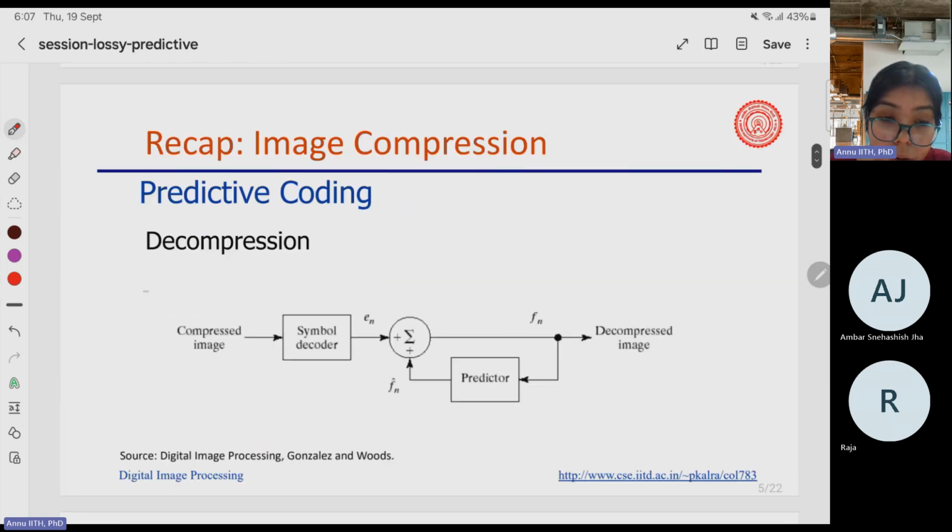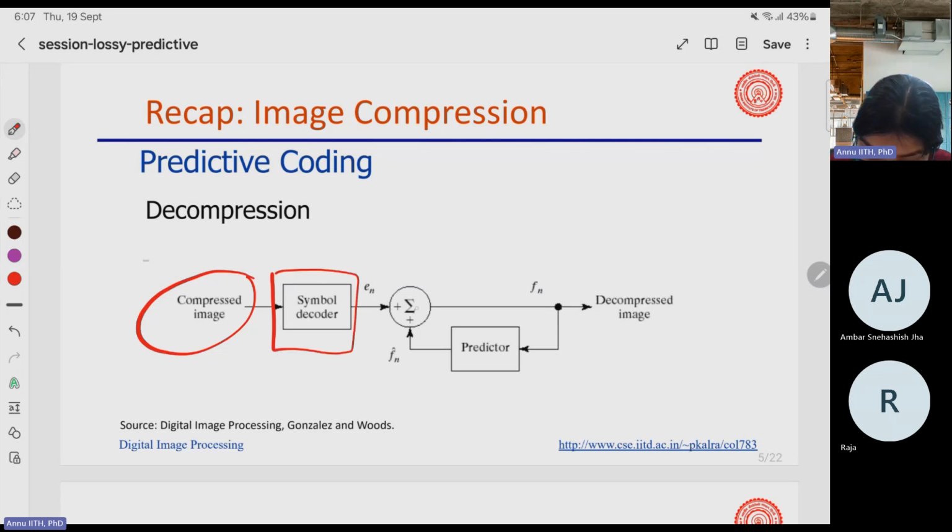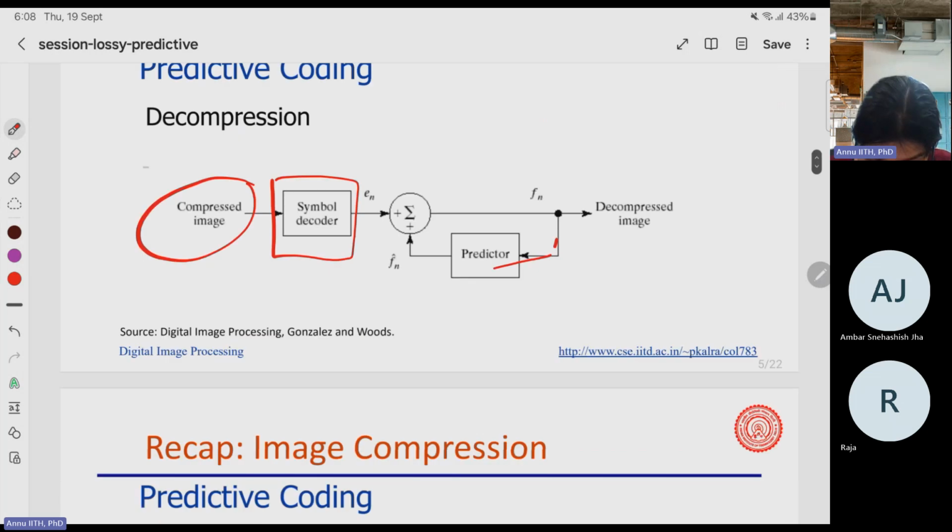Okay, so at the time of decompression, the input is the compressed image. Then you will pass it to a symbol decoder, then to the summation plus minus, and again you will have the predictor, and e n will be added with f cap of n. So this is how you get the decompressed image.